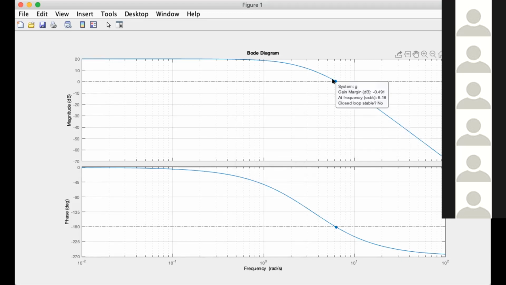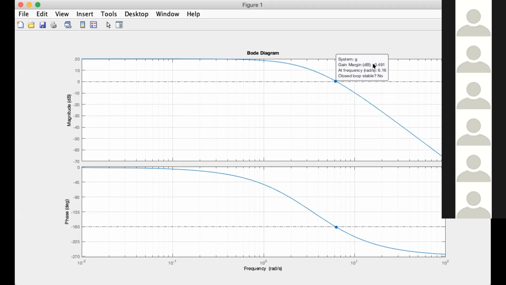So what is the value? Now the gain margin is minus 0.49. Previously it was positive 19.5 decibel. If the gain margin is positive, it means that the system is stable. If the gain margin becomes negative, it means that the system is unstable. So now the gain margin is negative.